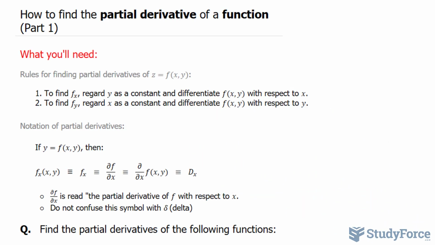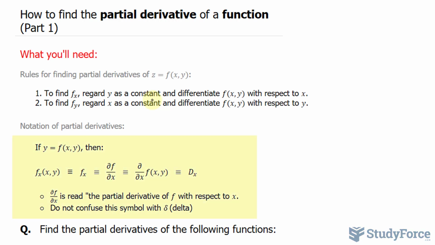In part 1 of this lesson, I'll show you 3 separate examples where we find the partial derivative of a function. A few things you need to know before we get started is that to find the partial derivative of, let's say our function is z and it's in terms of x and y, to find the partial derivative with respect to x, you must regard all y variables as a constant and differentiate the function with respect to x. And the opposite is true if we want to find the partial derivative with respect to y. You regard all the x variables as constants and you differentiate the function with respect to y.